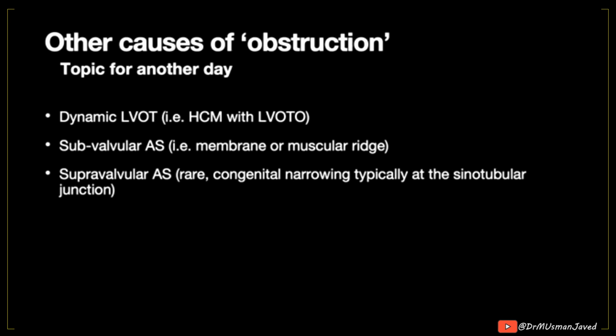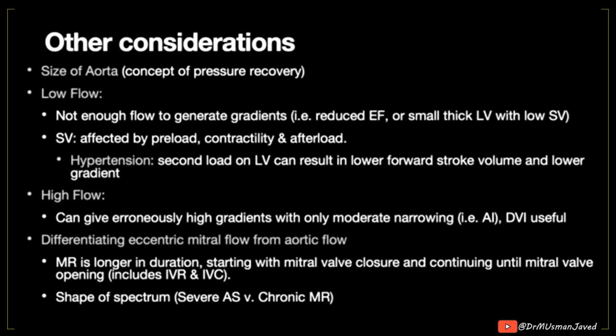And some of these include dynamic LVOT obstruction, for example, HCM with LVOT obstruction, subvalvular aortic stenosis, such as a membrane or muscular ridge or combination, and supravalvular aortic stenosis, which is a more rare congenital narrowing, typically at the sinotubular junction, for example, with Williams syndrome.